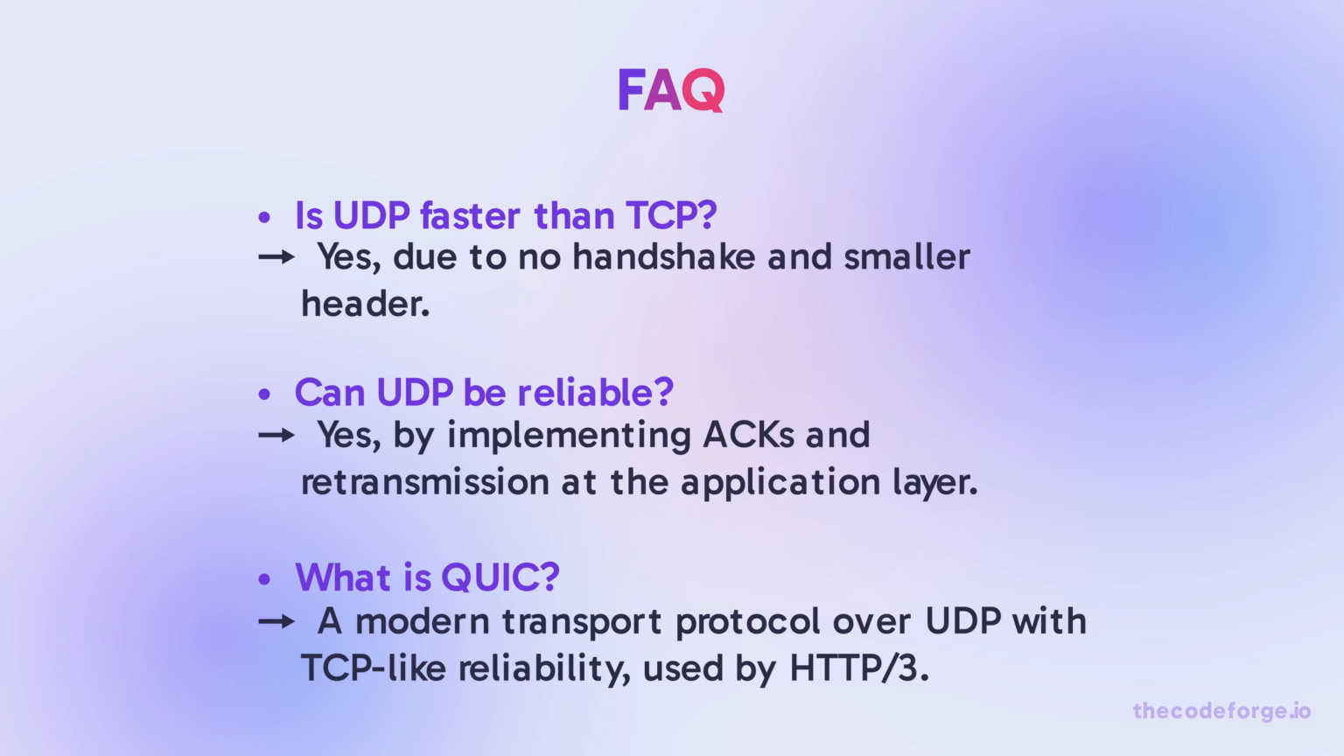And a few frequently asked questions. Is UDP faster than TCP? Yes, due to no handshake and smaller header. Can UDP be reliable? Yes, by implementing ACKs and retransmission at the application layer. What is QUIC? A modern transport protocol over UDP with TCP-like reliability, used by HTTP/3.